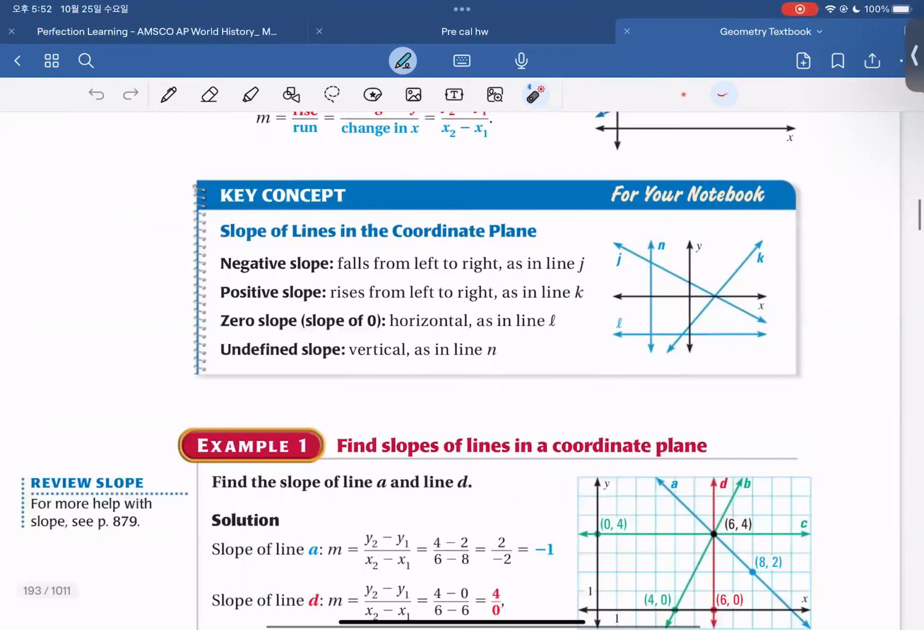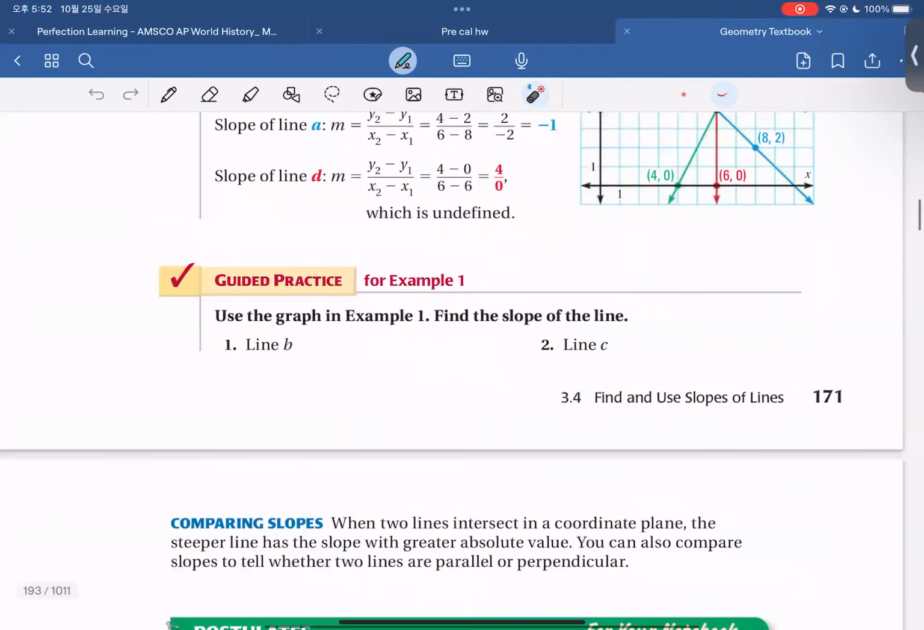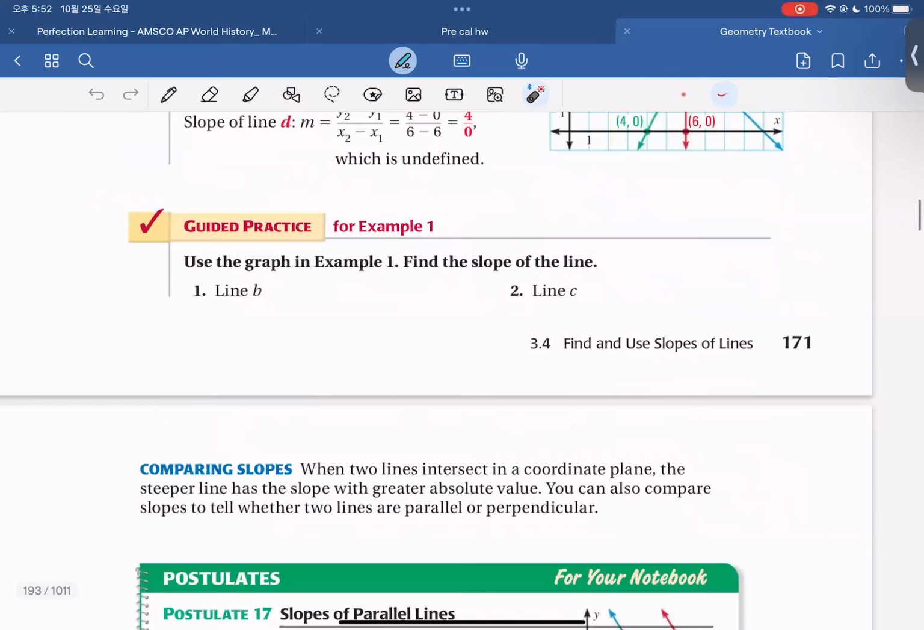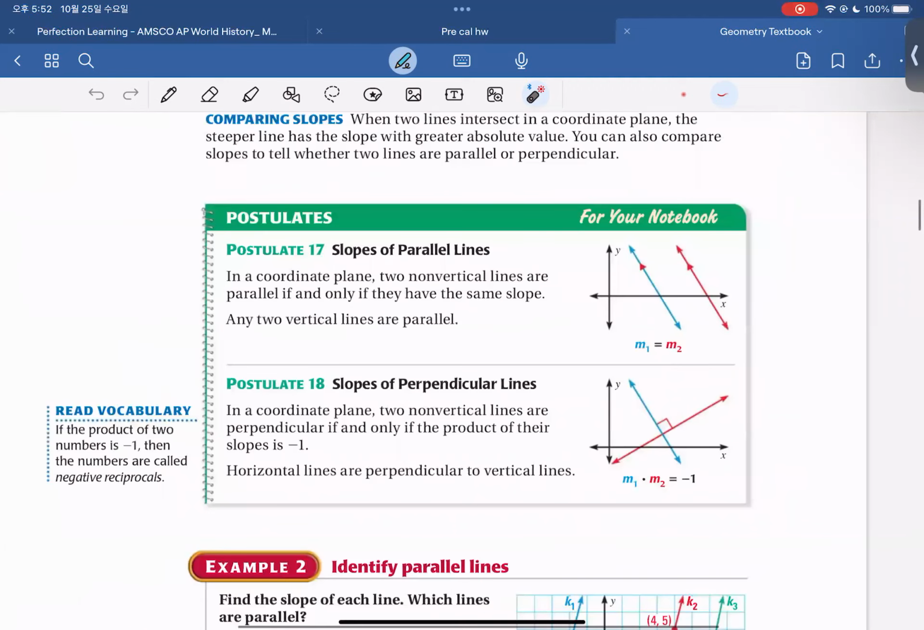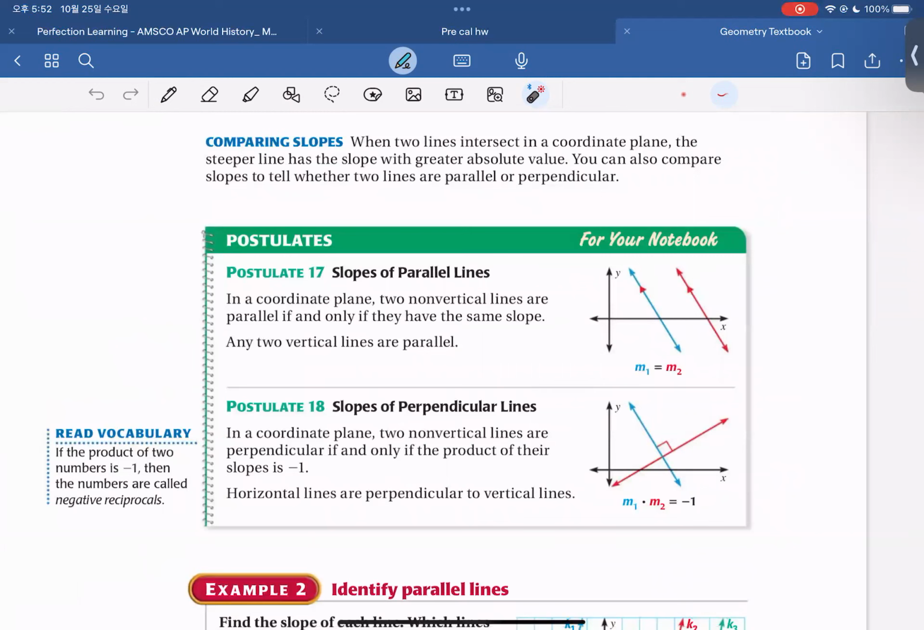There are different ways you can interpret slope. A negative slope is when it's like -2 or just a negative sign. Positive is when there's a positive sign. Zero slope is when the slope is something like this, and it's undefined if the slope is something like this. So that's basically the basics for slopes, and I think you can probably find the slope by yourselves. Let's look at two postulates related to finding the slope in general.